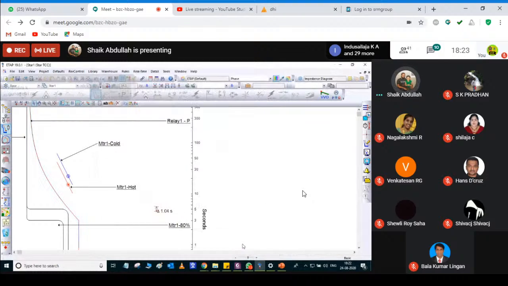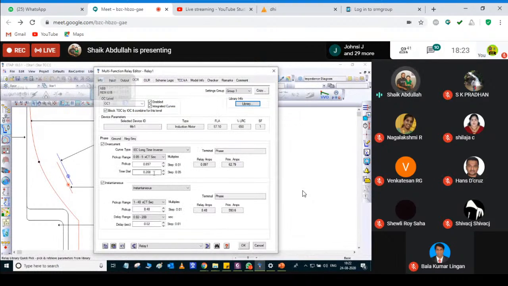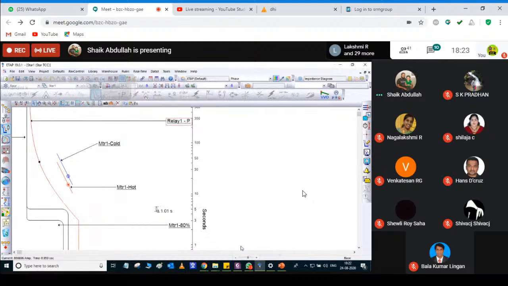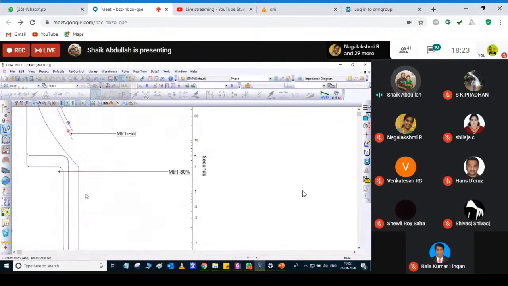For 208, it is around 0.88. And 209.3, so I can at least reach 1.01 seconds. This is the mandatory requirement, at least you have to maintain it. Now your motor is perfectly coordinated with your motor protection relay.